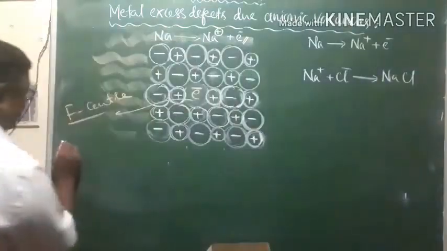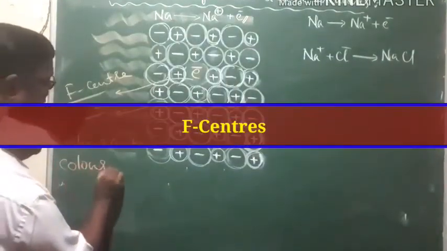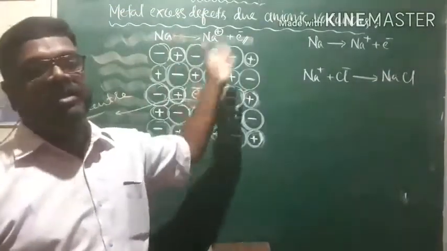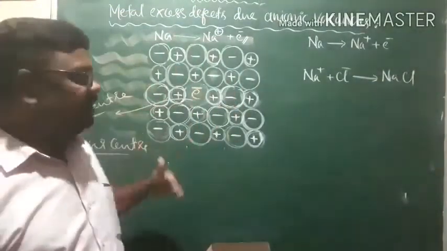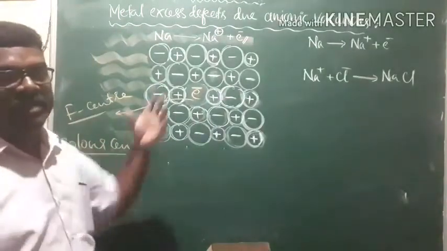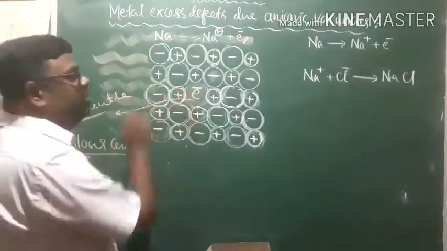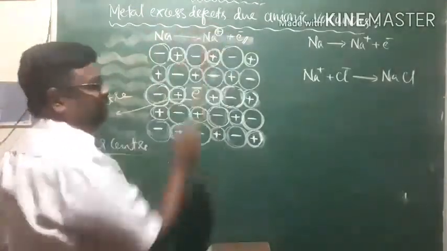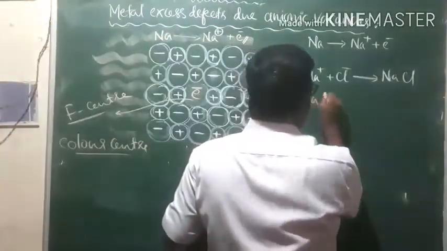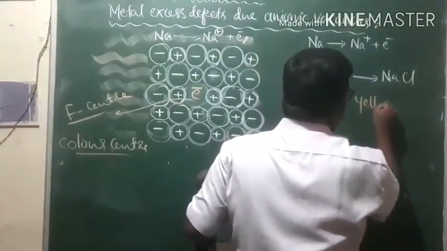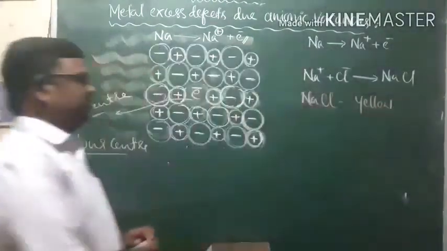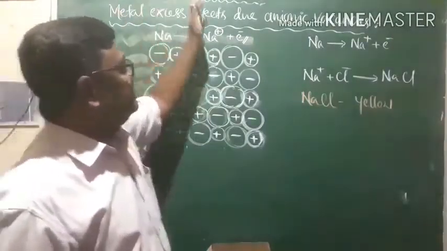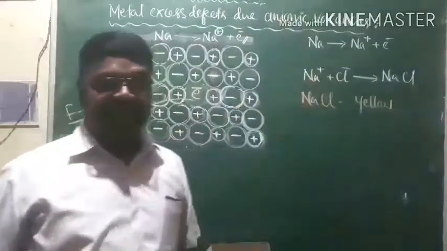F centers are also called color centers, because the creation of F centers imparts a certain color to the crystal. F centers are responsible for the color of the crystal. As far as sodium chloride is concerned, when it is heated in an atmosphere of sodium metal vapors, sodium chloride acquires a yellow color. That is the consequence of this metal excess defect due to anionic vacancies.